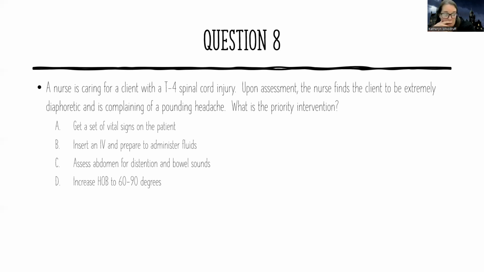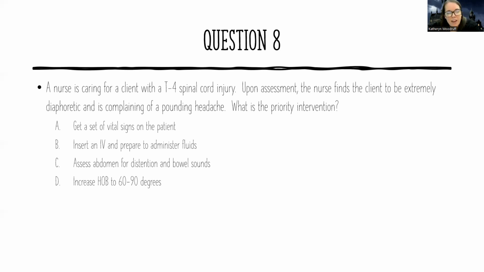Next says assess abdomen for distension and bowel sounds. So this is asking, is there something going on in their abdomen? Now, I don't remember any acute abdomen issues, or why their abdomen would be distended or have a problem with bowel sounds. So I don't think it's going to be C. So far, I'm between A and B.